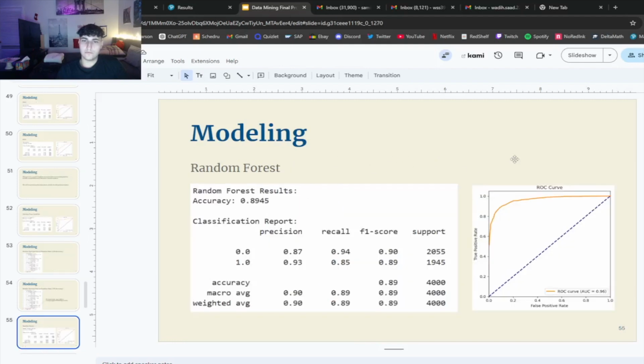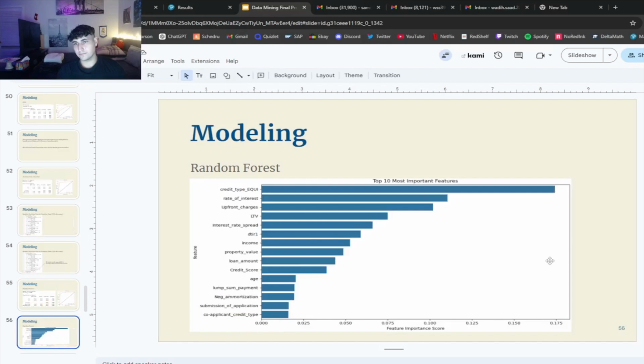Here we have the random forest model, which comes in at an accuracy rate of 0.89. The support numbers as well, and the ROC curve. Here we have the random forest top 10 most important features. The credit type equity coming in at number 1, rate of interest coming in at number 2, then upfront charges, LTV, interest rate spread, and so on. The credit type equity coming in at 0.175 feature importance score.